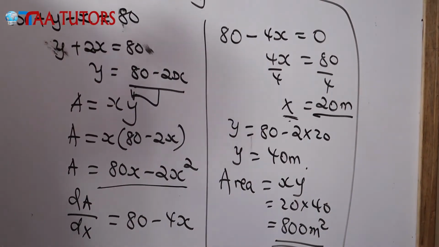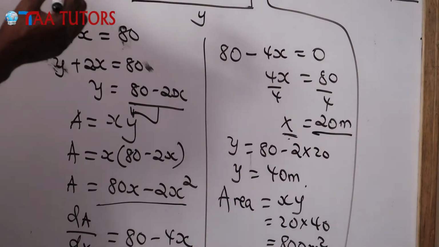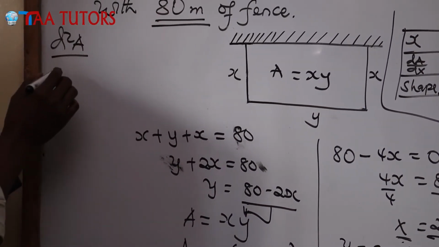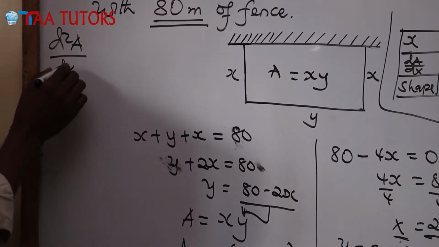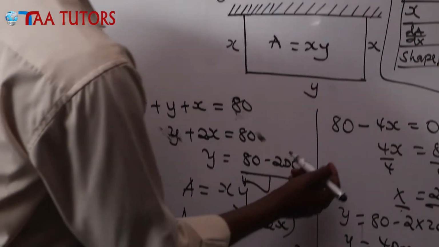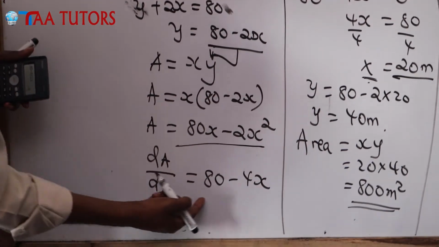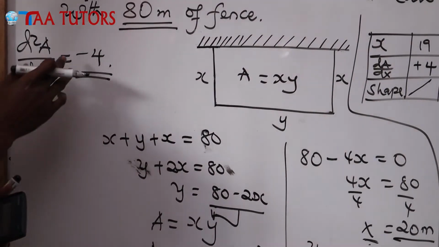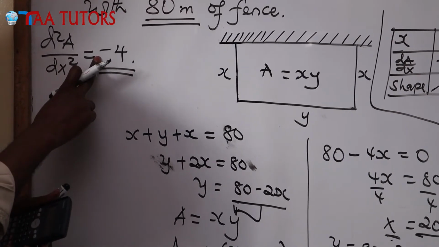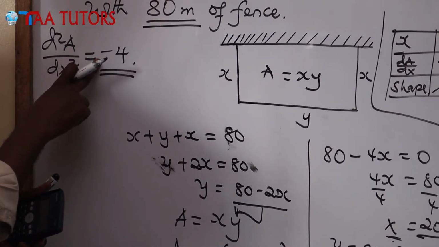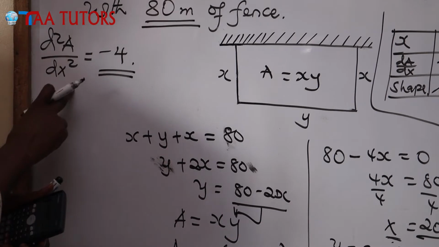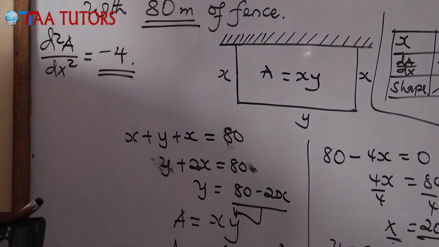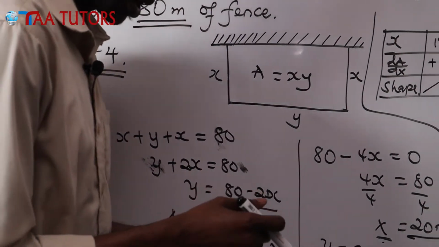And I also said another way of confirming whether it's a maximum is using the second derivative, which is d squared A over dx squared. If you differentiate the gradient again, which is this one, we are going to get negative 4. So we said that if the second derivative is less than 0, that means a maximum turning point. In our case here we have negative 4, which is less than 0. So it is a maximum area that we have calculated.